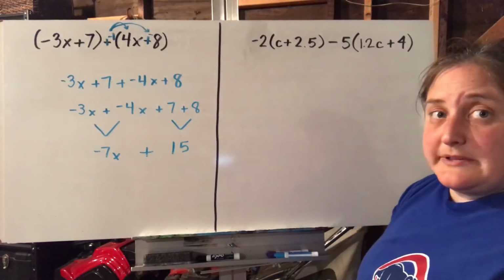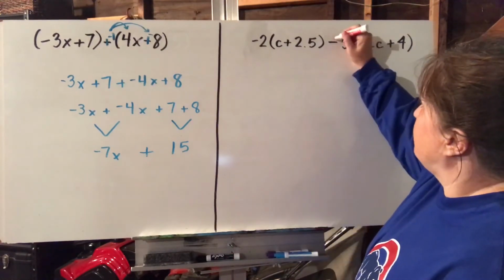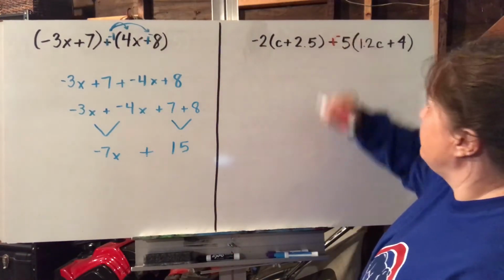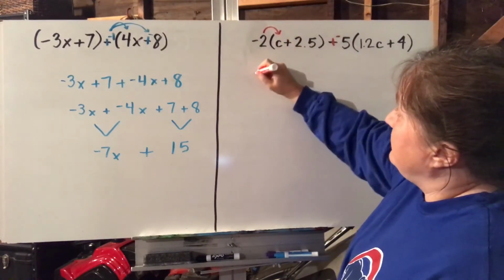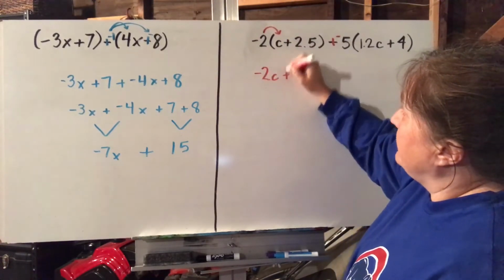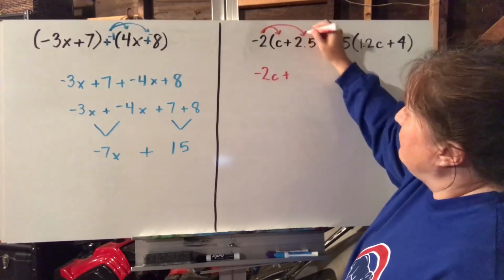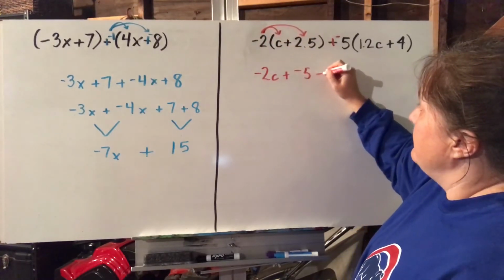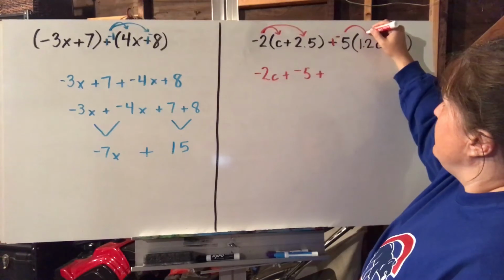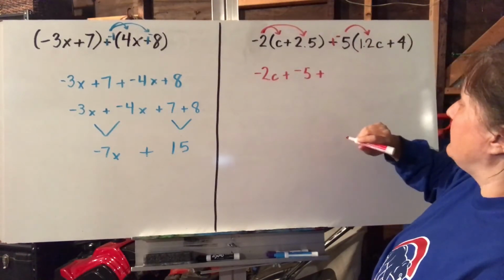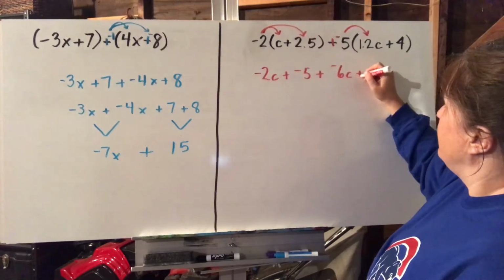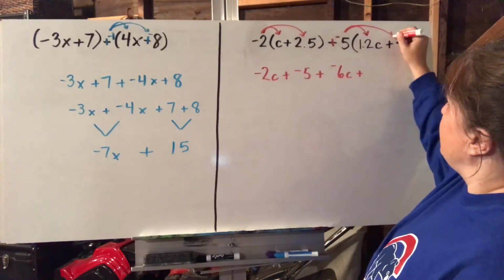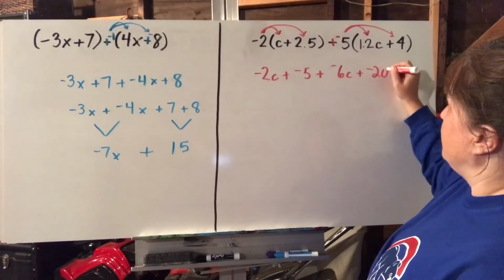Once again, always start by changing everything to addition. So this is going to become plus negative 5. Now I'm ready to distribute. Negative 2 times c is negative 2c. Negative 2 times 2.5 is negative 5. Negative 5 times 1.2c is going to give me negative 6c. And negative 5 times 4 is negative 20.